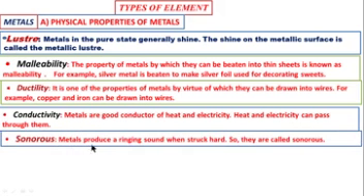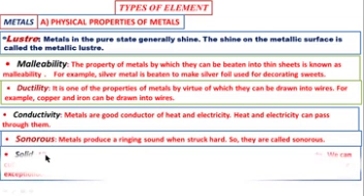Sonorous. Metals produce a ringing sound when struck hard, so they are called sonorous. If you strike an iron bell with the help of a rod, it starts to make a sound. This is the sonorous property of metals.